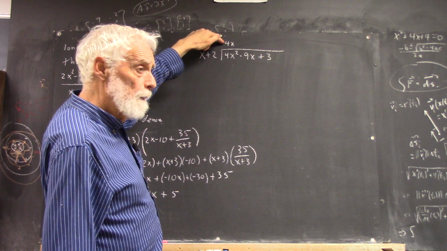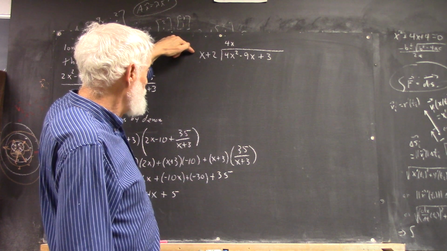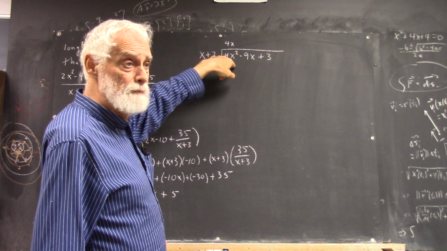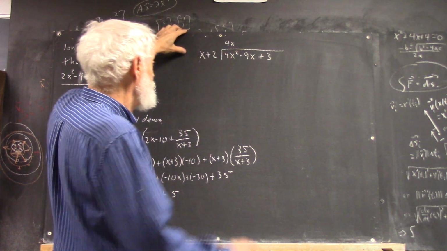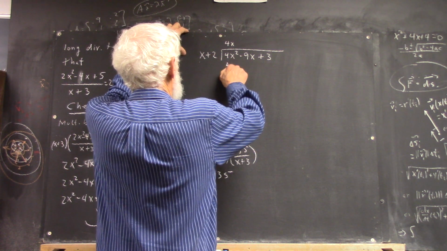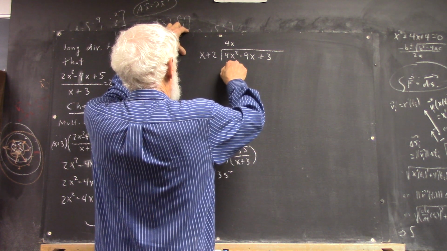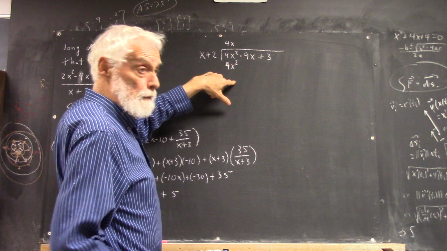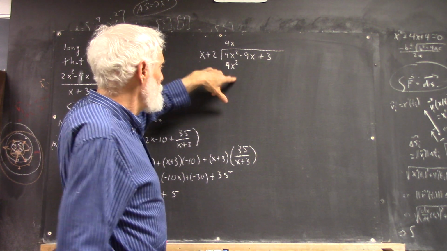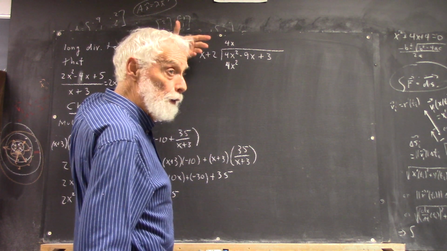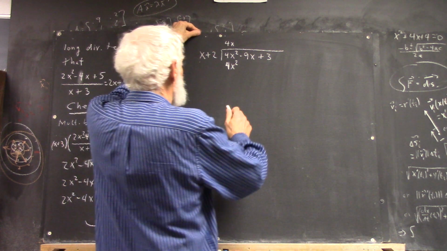What do we put here? So we multiply by x, we get rid of the square term, okay? So it's going to be 4x so that we get 4x squared. Now, that's going to get rid of the x squared. And you understand the process well enough at this point to know that's a good thing. Okay, that's our first step.